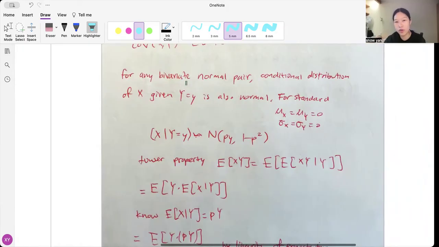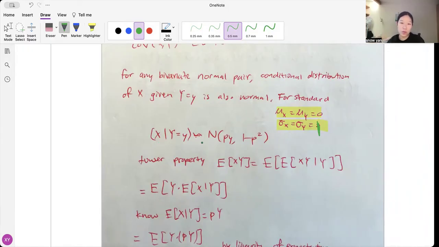For any bivariate normal pair, the conditional distribution of x given y equals y is also normal. And especially for the standard case, mu of x and mu of y are equal to 0, and sigma of x and sigma of y are equal to 1. Sorry, this should be 1. I should be correcting this. X given y equals y should follow a normal distribution with mean rho y and variance 1 minus rho squared.